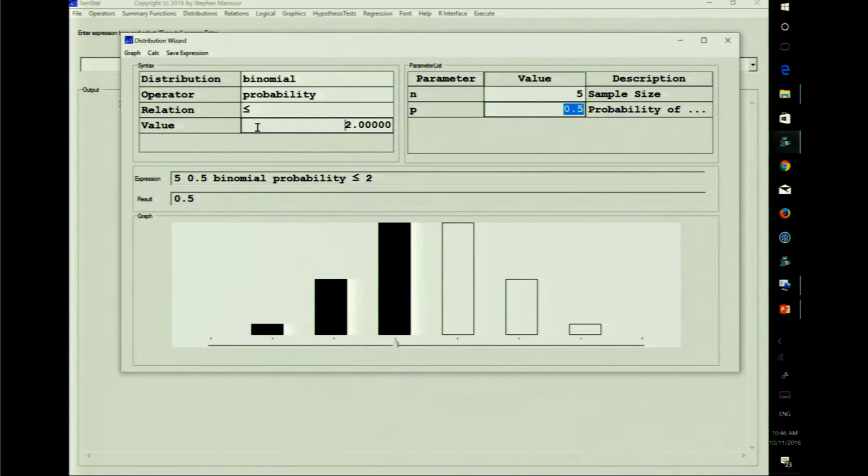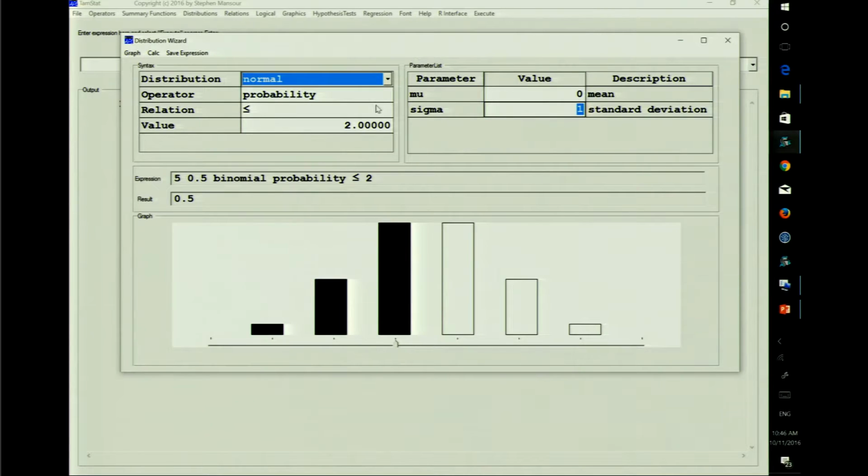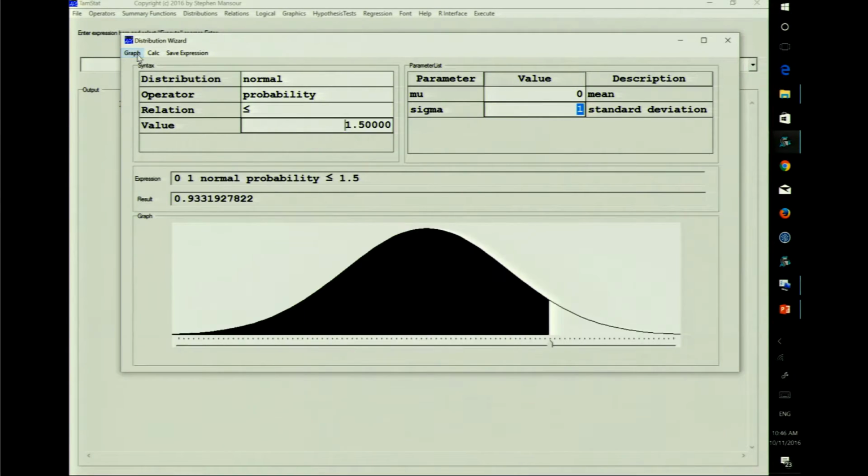Now, on the other hand, we can deal with continuous distributions. For example, the normal distribution, which is used a lot. What if I want to figure out the normal probability that is less than, now I don't want to say equal, because when you talk about continuous distributions you have to use a cumulative probability, so I'll say less than or equal to 1.5, and I'll hit graph, and it will calculate the normal probability. This is basically what comes out of your typical normal table.